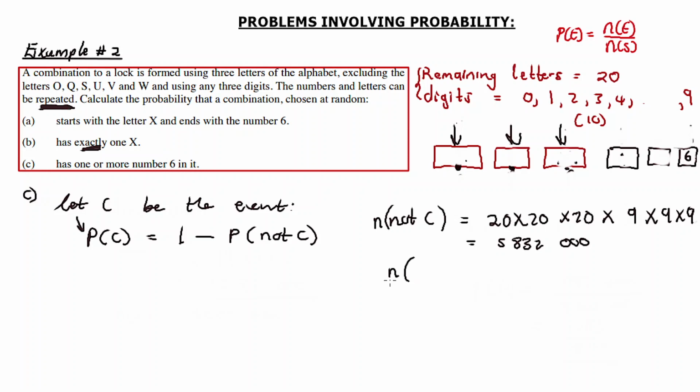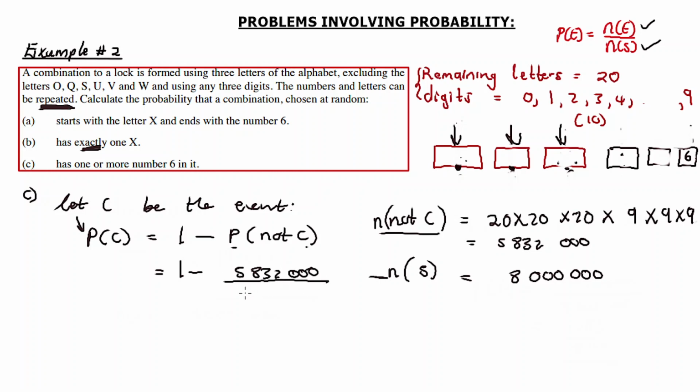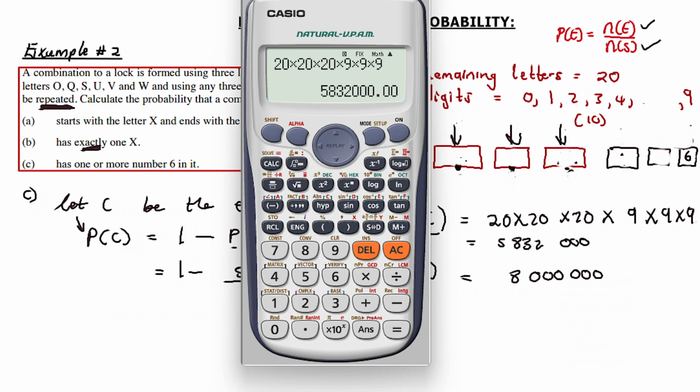The probability is the number of outcomes divided by the total number of outcomes in the sample space, which is still 8 million. Going back, 1, 2, 3, 4, 5, 6: again, it's 20 times 20 times 20 times 10 times 10 times 10. That's the sample space, all the different combinations. So the probability of C is equal to 1 minus the probability of not C happening. It's not C divided by the sample space, which is 5,832,000 divided by 8 million. We cancel.